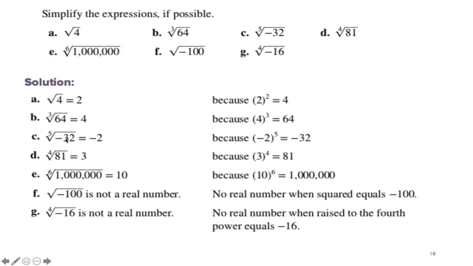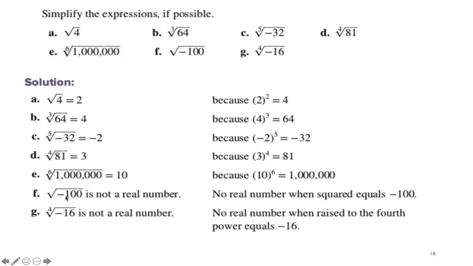The fifth root of negative 32 is negative 2, because negative 2 to the 5th power is negative 32. The fourth root of 81 is 3. The sixth root of 1 million is 10, because 10 to the 6th power is a million. And that's easier because when you raise 10 to a certain power, it's just the number of zeros. So that's how we can see that the sixth root of a million is 10.